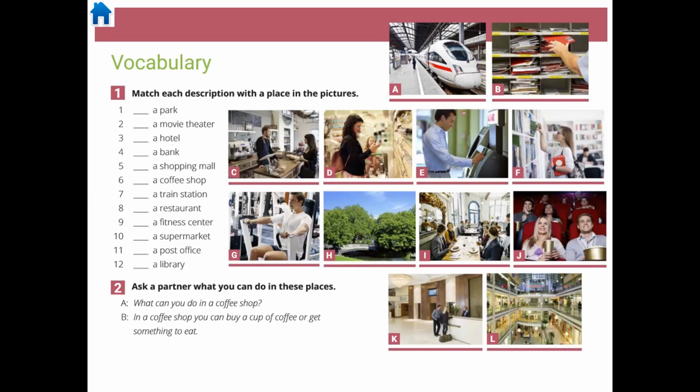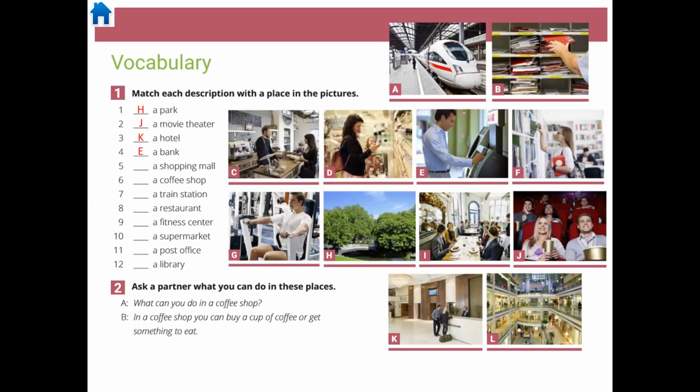Okay, let's go ahead, take a look at the answers, and let's see how many you got correct. Number one, a park, of course, is H. So if you got that correct, you can check or circle your answer. Let's see who gets perfect. Number two, a movie theater, is J. Number three, a hotel, is K.